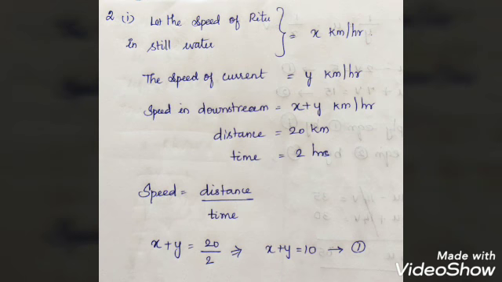Next, your second question. Let the speed of Ritu in still water be x kilometer per hour, as the members are rowing the boat. Then the speed of current is y kilometer per hour. Now downstream means we have to add the speed of the person and the speed of the current. Current means the flow of the water. So x plus y. Then what is the distance they have given in the question? 20 kilometer. And the time they have given is 2 hours.